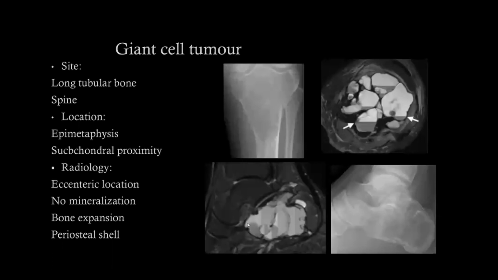Giant cell tumor will appear in the metaepiphyseal region after closure of the epiphysis. Okay, it has an eccentric location. There is no mineralization. It can present with bone expansion and a periosteal shell. It can show some fluid level or secondary aneurysmal bone cyst.